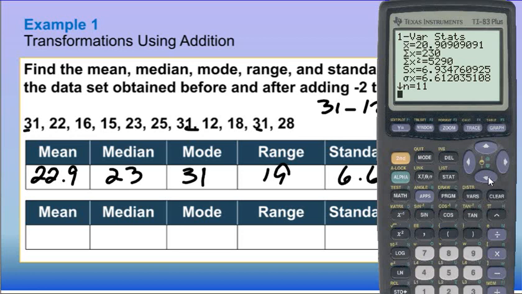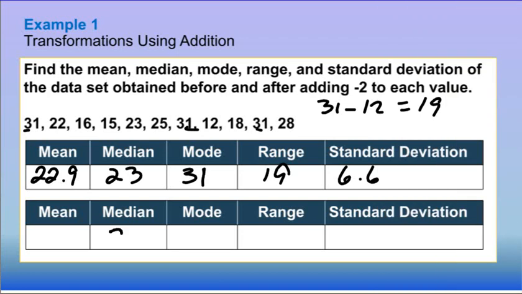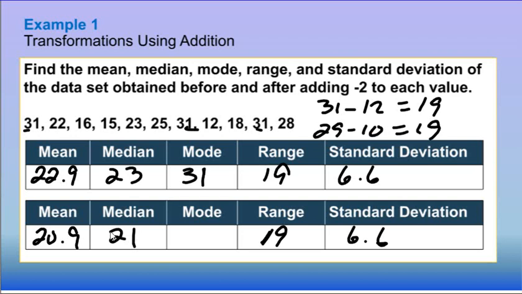and you can see our mean is 20.9. Standard deviation is still 6.6. Median is 21. Our range is still going to be 19, so that's going to stay the same, because then it would just be 29 minus 10, which still gives us 19. Our mode, the number that appears most often. So if I subtracted 2 from here, that would have been 29.